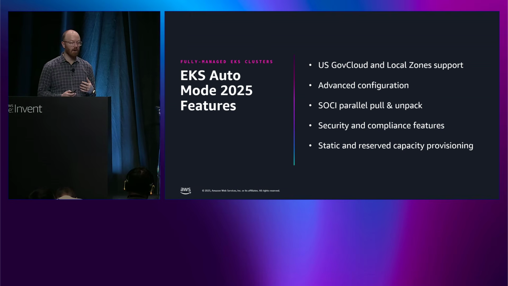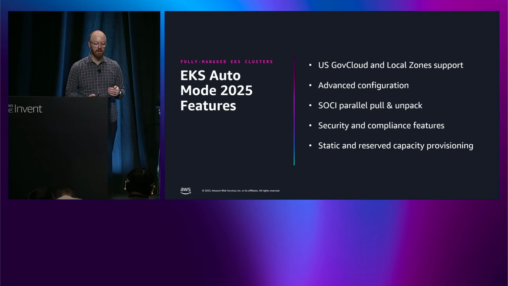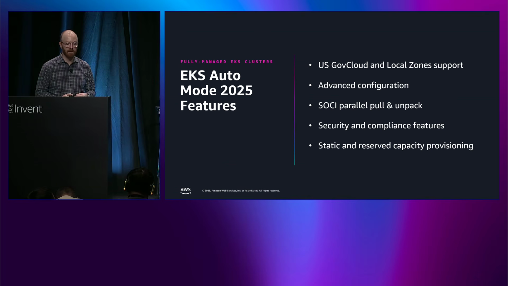How we brought Auto Mode to new regions, including the US GovCloud and Local Zones, making it accessible for public sector workloads and edge computing use cases. Next, we'll explore the advanced configuration options that give you more control over networking and security while maintaining the operational simplicity that's core to EKS Auto Mode. Then we'll dive a little bit deeper into that SOCI parallel pull feature and explain how it is automatically optimized for GPU instances and why it makes it such a game changer for AI/ML workloads.